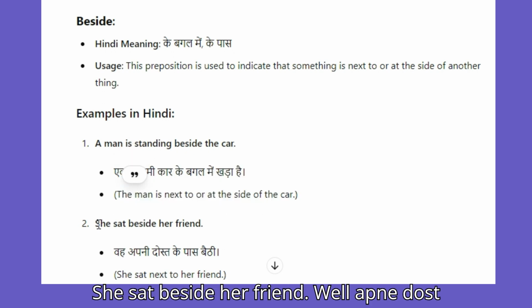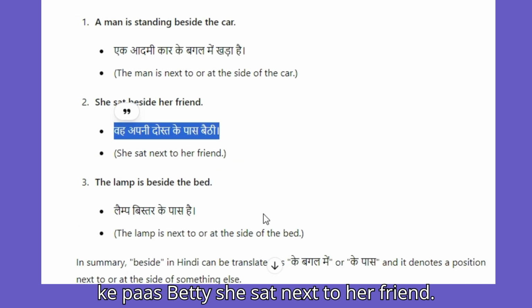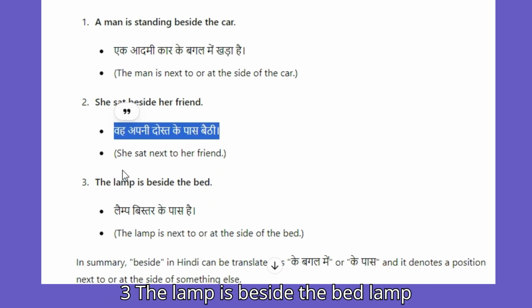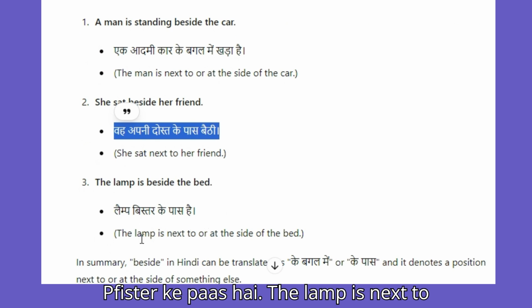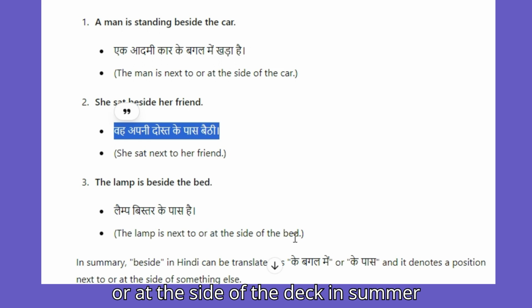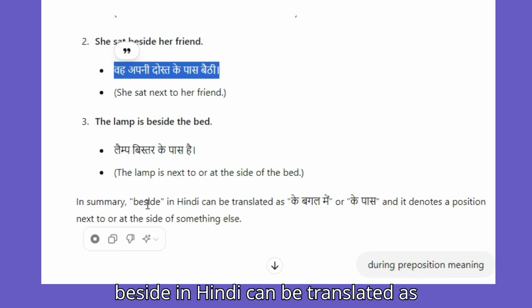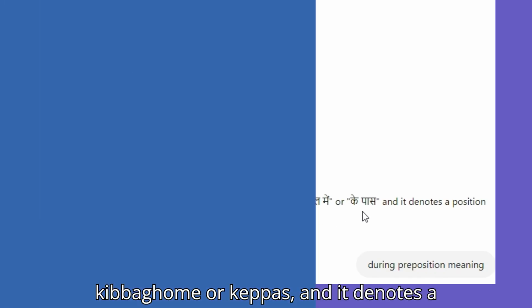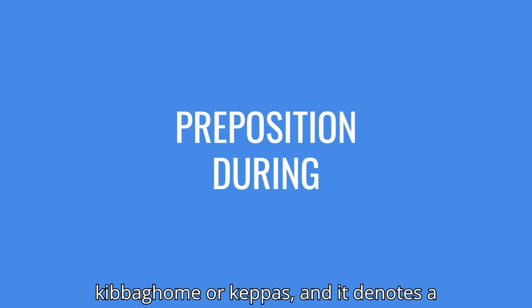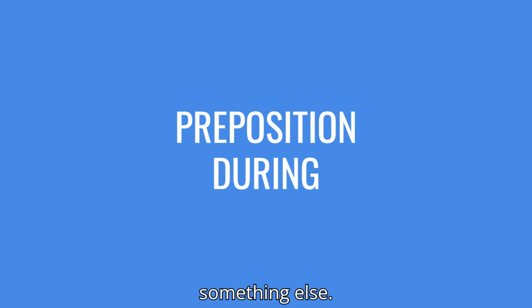2. She sat beside her friend. Wah apni dost ke paas baithi. She sat next to her friend. 3. The lamp is beside the bed. Lamp bistar ke paas hai. The lamp is next to or at the side of the bed. In summary, beside in Hindi can be translated as ke bagal mein or ke paas, and it denotes a position next to or at the side of something else.